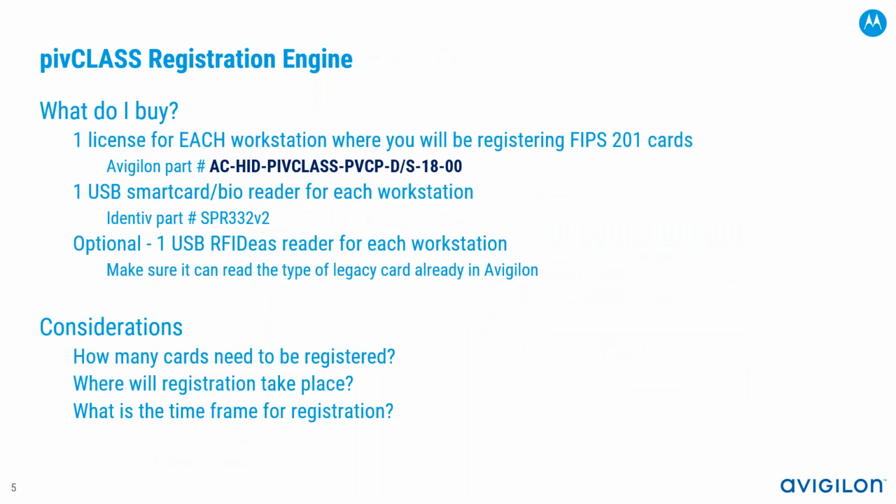So let's go ahead and take a look a little bit more at some of these items here. The registration engine: this is the part number for the registration engine. Okay, that's in our price list already. And you need one per workstation. So what this will do is allow you to register that credential into ACM. The registration also requires a smart card reader and a biometric reader, and this really depends on the customer.